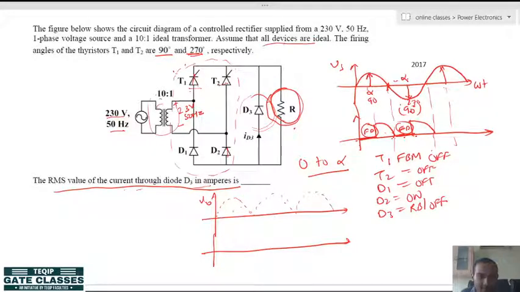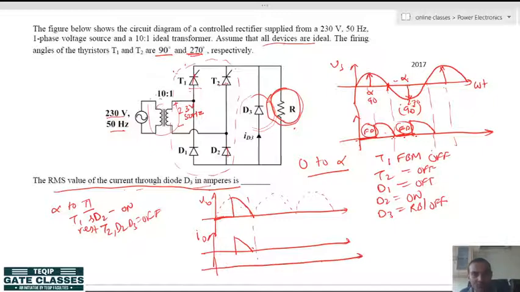So, from 0 to alpha the output is 0, and from alpha to pi what is happening? T1 and D2 are on, rest all off, rest all means T2, D2, D3 are off. It means load and source are connected. So, it means output will be like this and your current will also be like this, alright. And let me draw the freewheeling diode current also.